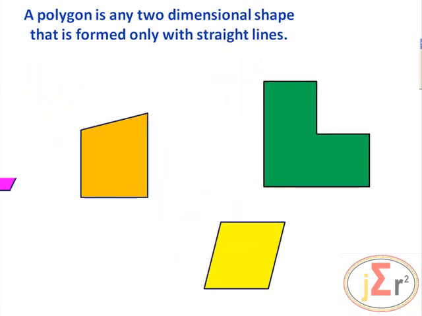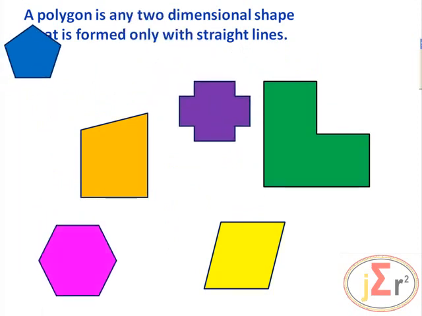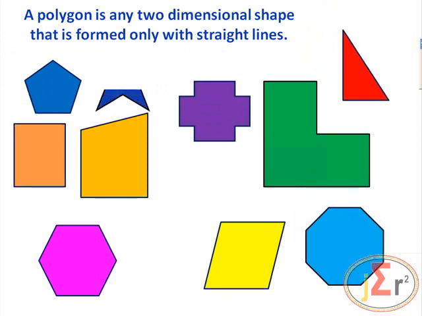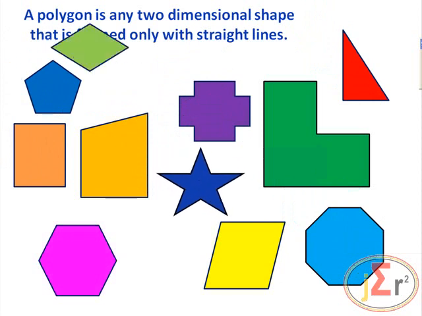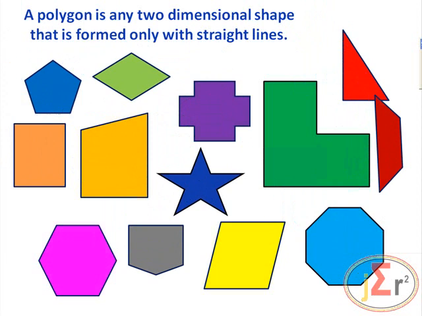All of those that we have there are polygons. They are polygons, every single one, because each one of them is formed by straight lines only. So irrespective of the shape that we have there, each one is a polygon because it is formed by making use of only straight line segments.